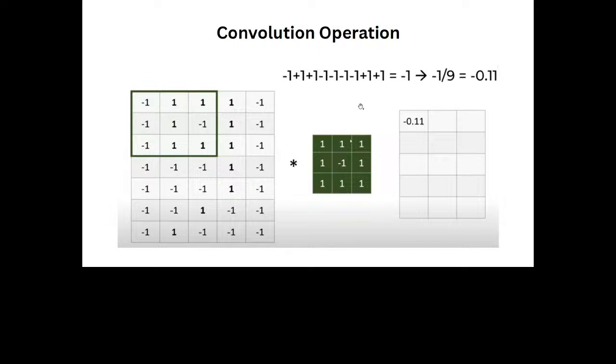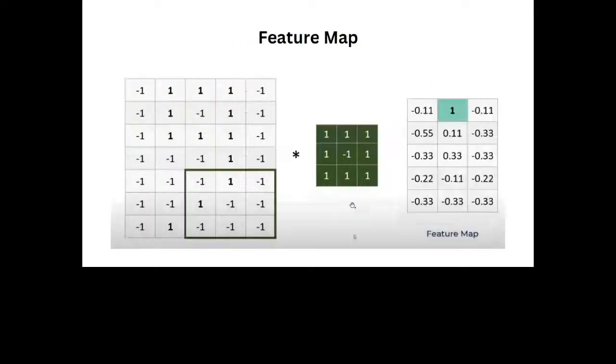Basically, we are taking the average of it, and whatever the average comes out to, we insert it into this matrix. Now, what is this matrix? This matrix is the feature map. This feature map is going to help us detect the presence of an object, and the object we're interested in in this example is a circle. So let's see the next slide.